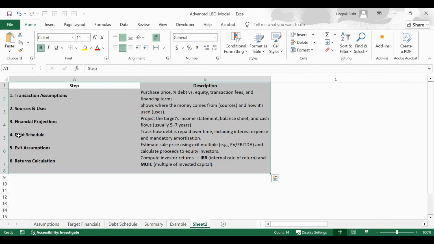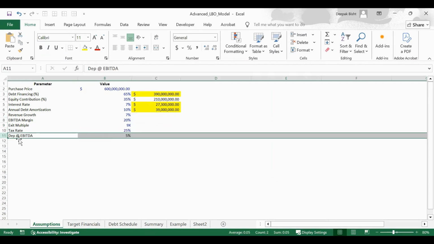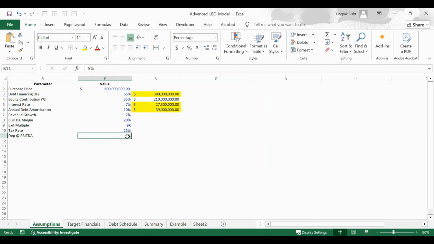This exit multiple means we are going to make the exit assumptions at a time, an exit multiple of 9x of EBITDA. So 9x of EBITDA is the exit multiple, and the tax rate is going to be 5%, and depreciation would be 5% of EBITDA again. So these are the assumptions.